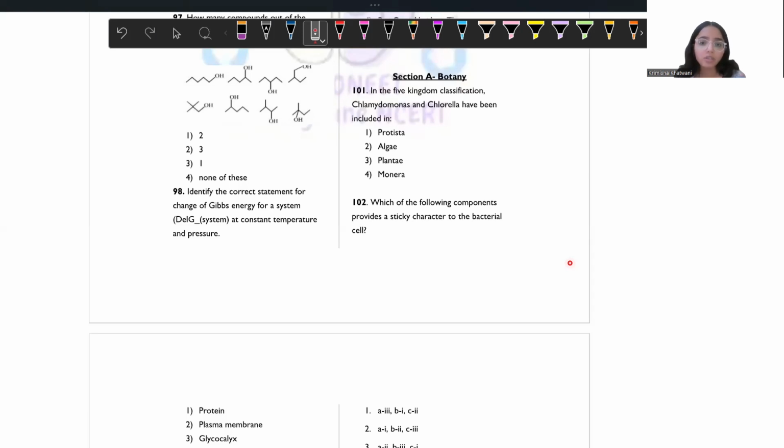Let us start with question number 1 and see what it says. In 5 kingdom classification, Chlamydomonas and Chlorella have been included in which of the following? The answer is option number 1, Protista. Chlamydomonas and Chlorella were included before under Plantae in algae, but later on, when R.H. Whittaker gave 5 kingdom classification, they were included in kingdom Protista.